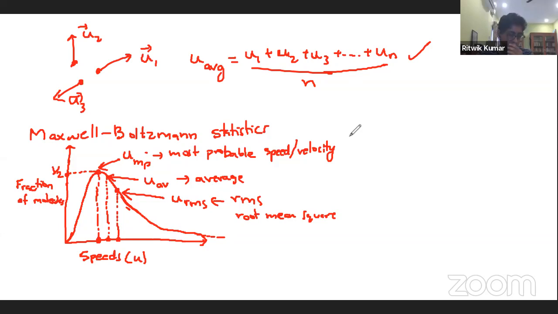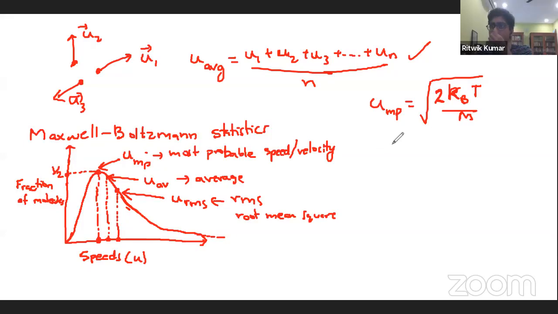Now, based on calculations, they found the formula for each of these speeds. The most probable speed is equal to the square root of 2RT. Yeah, let's go with RT. I'll come back to this in a little while. Don't get confused now. Just focus on the number root 2. The most probable speed is the square root of 2 k_B T by m. I'll come to what k_B means in a while.